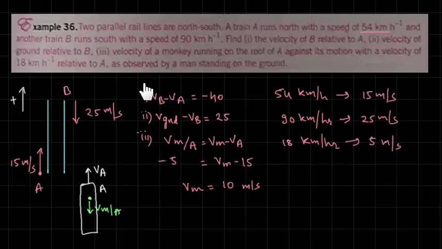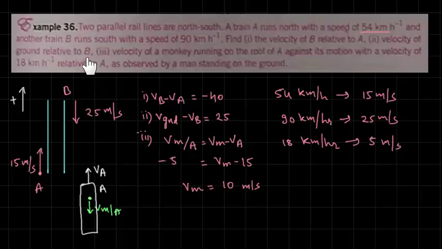Whenever we are asked to find the relative velocity, we should take one direction as positive and then do the calculations accordingly. So let's consider the direction towards north as positive. Find the velocity of B relative to A. So it will be velocity of B minus velocity of A. Velocity of B is minus 25, minus velocity of A. So minus 25 minus 15 comes out to be minus 40.